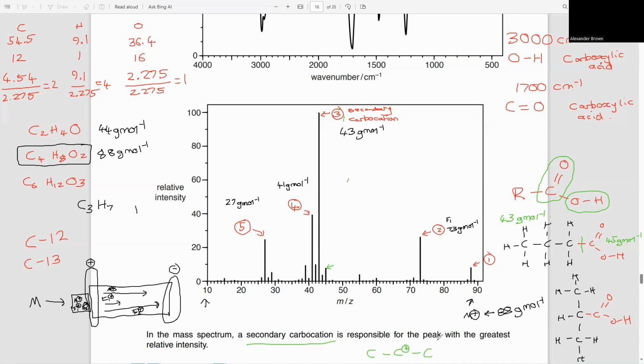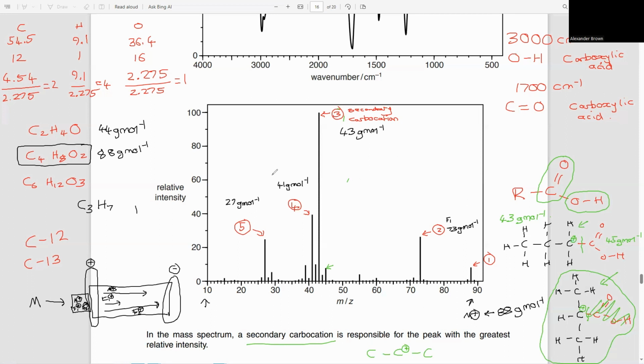Now the only way that we can get this is with this bottom compound here. Because if this bond splits here, this carbon becomes positively charged, whereas if the bond splits in this one, this carbon becomes positively charged. Now this carbon here is only bonded to one other carbon, so this would be an example of a primary carbocation. So actually in this mass spectrum, this half of the molecule is responsible for our secondary carbocation, and that's our 43 grams per mole peak. Okay, so this compound here must be our compound C.